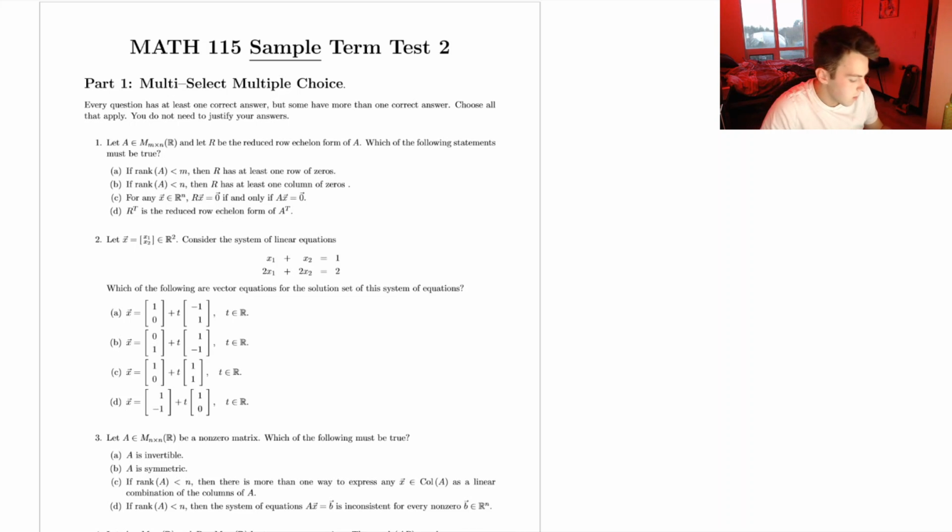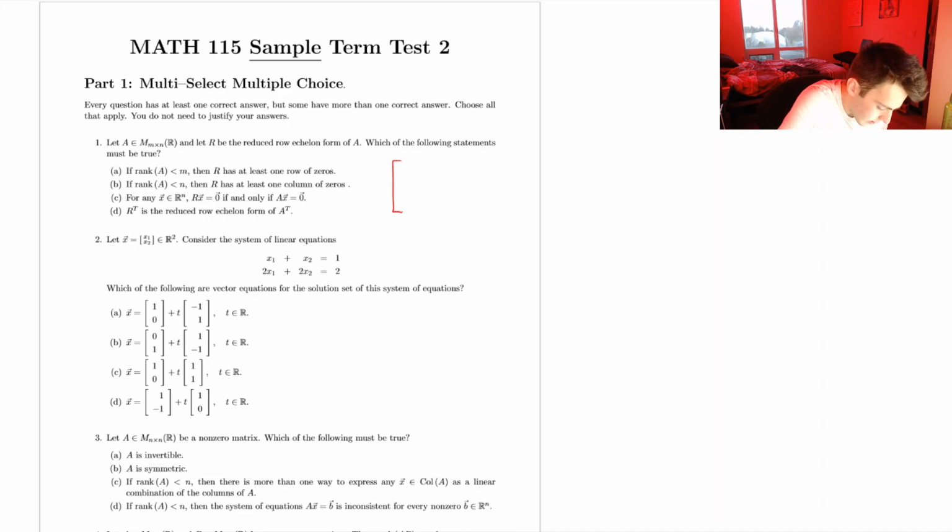So, part 1, we have A is an M by N matrix, where R is the reduced row echelon form of A. Which of the following statements are going to be true? So we have, the rank of A is less than the number of rows, then the reduced row echelon form should have at least one row of zeros.